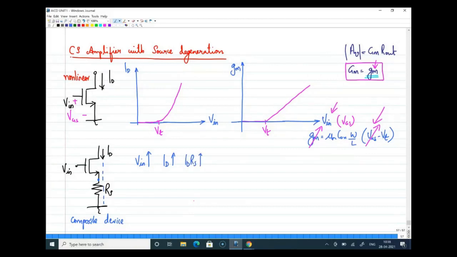Yes, right? Now, if ID into RS is increasing, look at this node. Say I am marking this node as the source voltage Vs. If ID into RS is increasing, definitely this Vs will also increase. I think you will agree with me in this, right? So what is happening? Vin is directly the Vg point. Now when Vg increases, your ID will increase. That will increase the drop across resistance Rs, which is increasing Vs. So as Vg increases, Vs is also increasing.